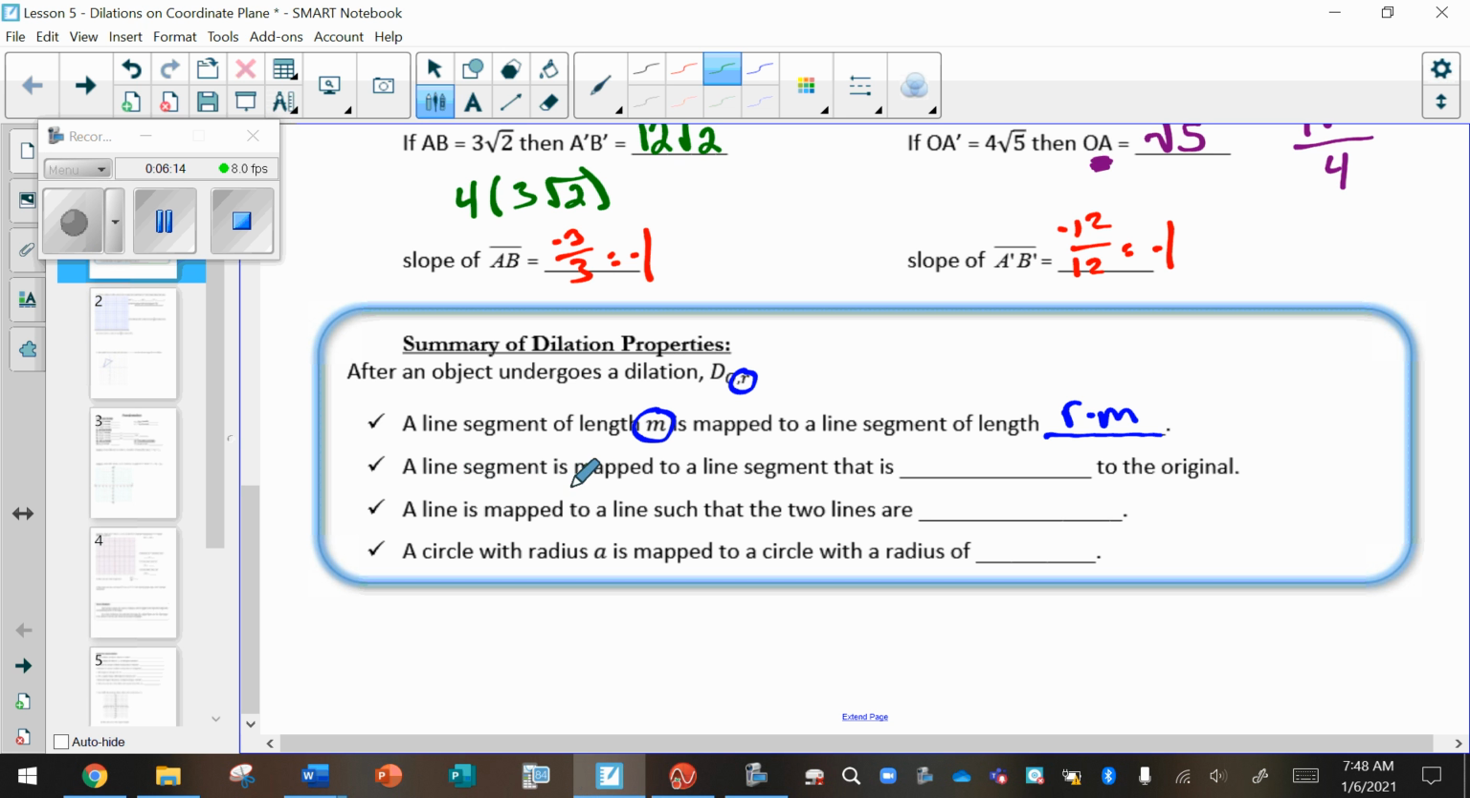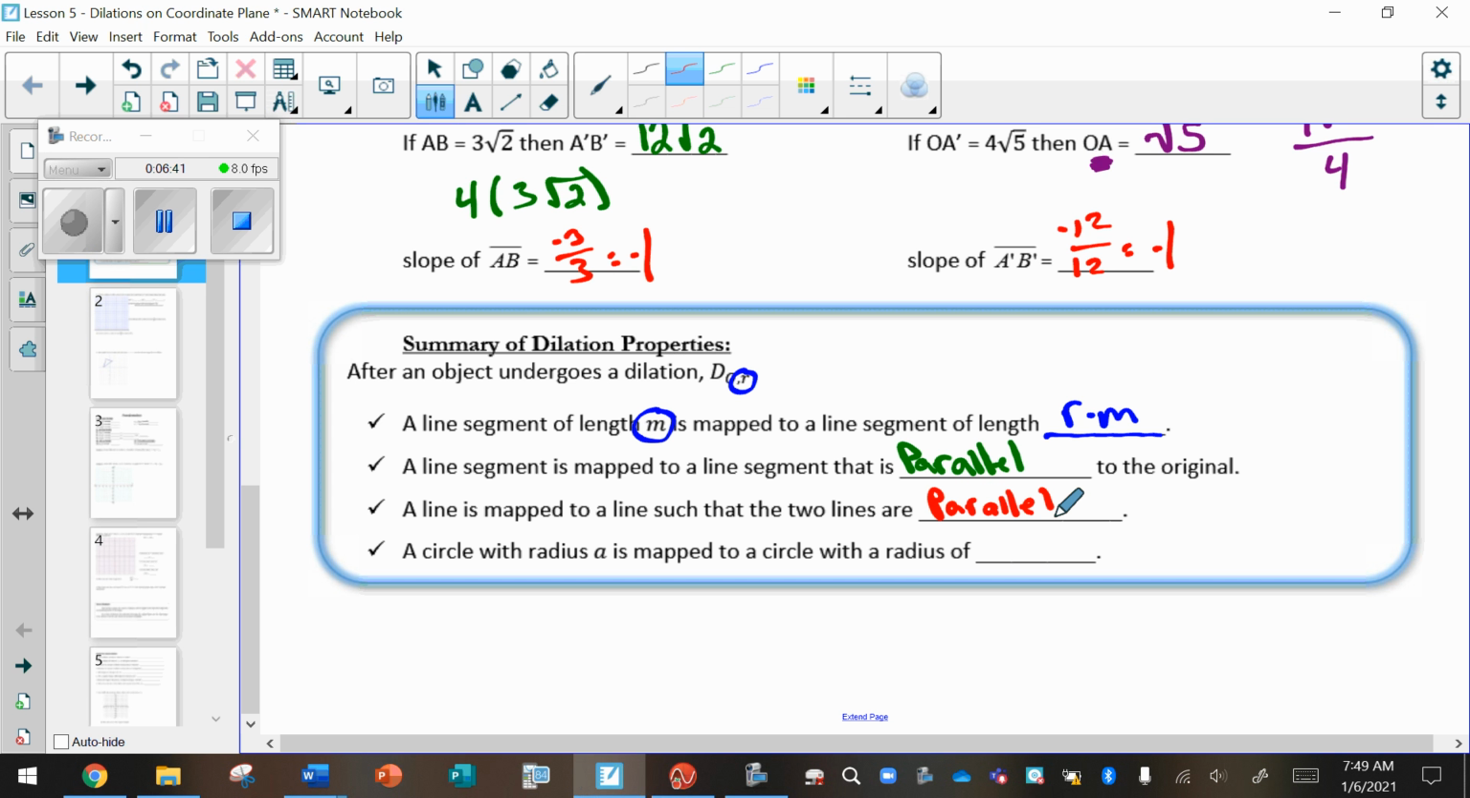A line segment after dilation is going to be parallel to the original. So it produces an image that is parallel to the pre-image. A line mapped to another line would also be parallel. So a segment is parallel to another segment after the dilation, and a line is parallel to a line after the dilation, which kind of makes sense.